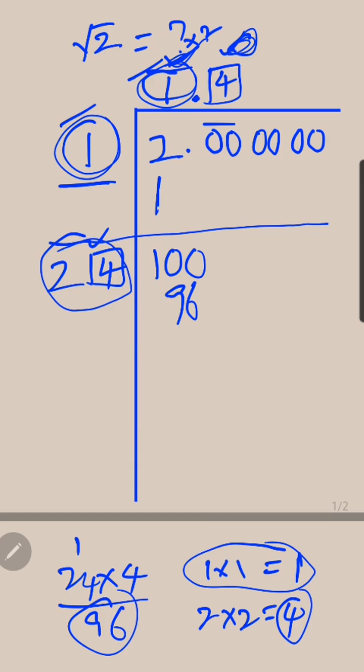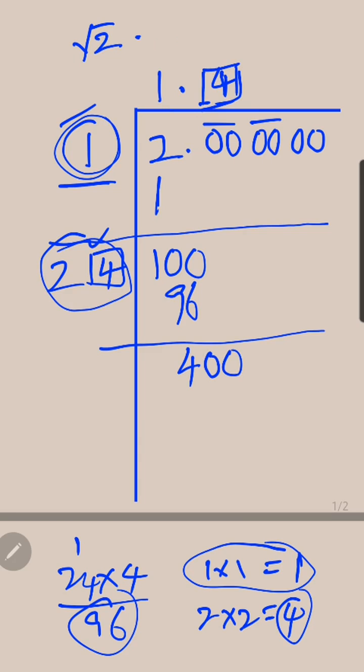Now again same process, that is subtract. 100 minus 96, that is 4. Again these two zeros bring down, then it becomes 400. Then what we have to do?